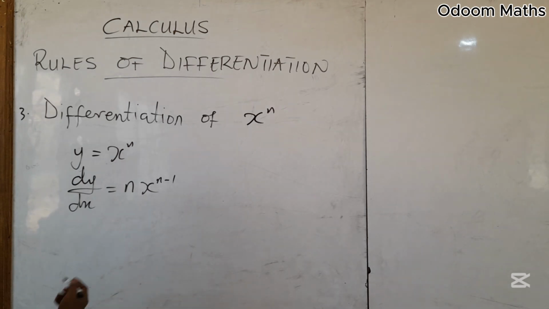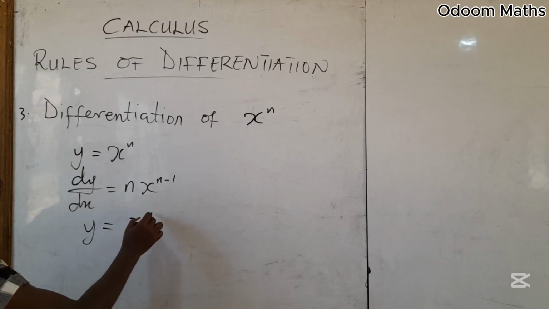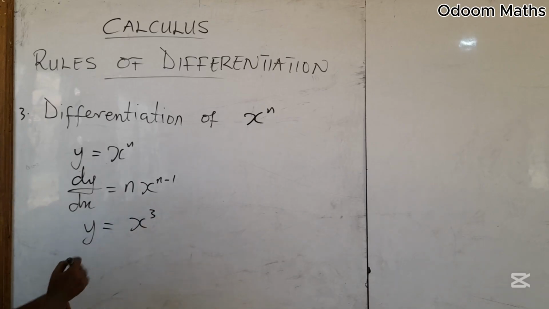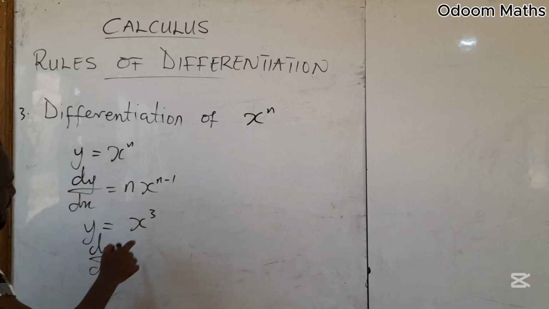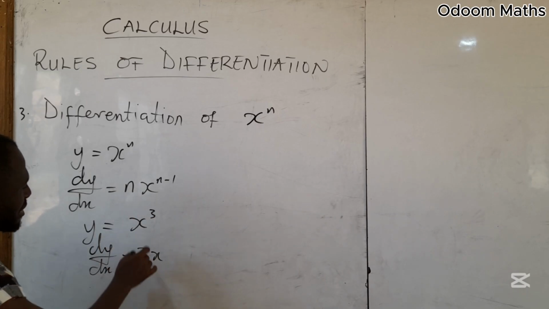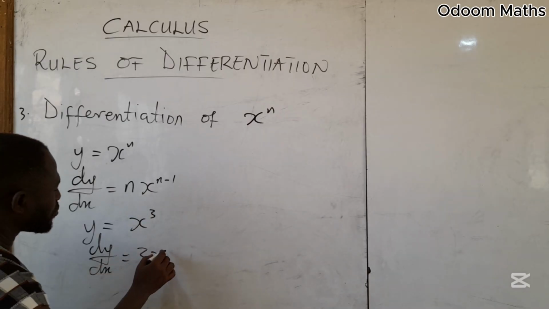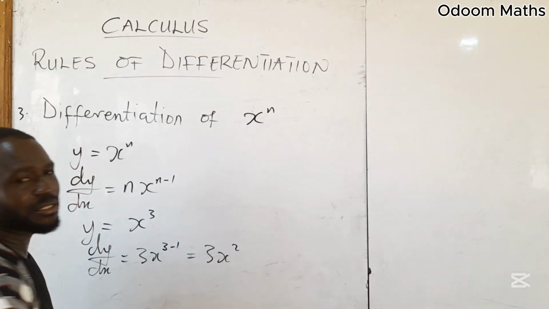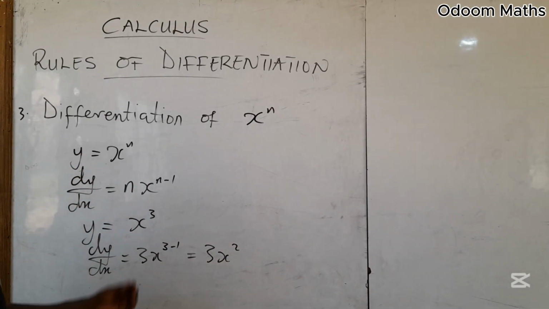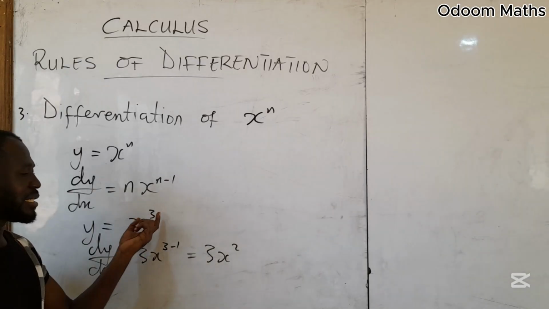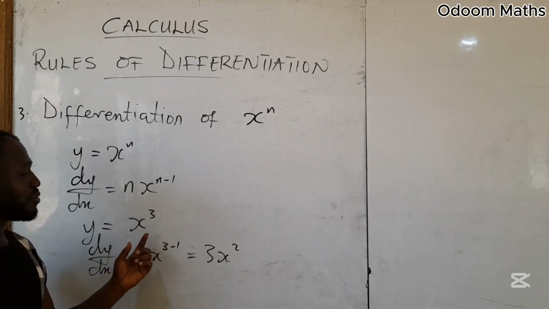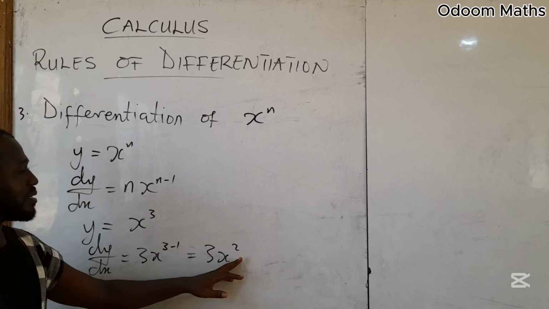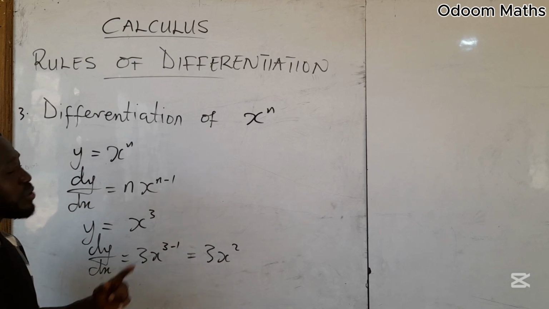For example, let's say we have y equals x to the power 3. dy/dx becomes 3 times x, then we take 1 from the power, 3 minus 1, so that is 3x squared. When you differentiate x cubed, or x to the power 3, we get 3x squared. Let's look at the next rule.